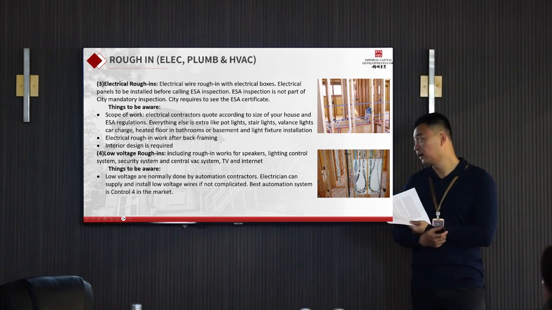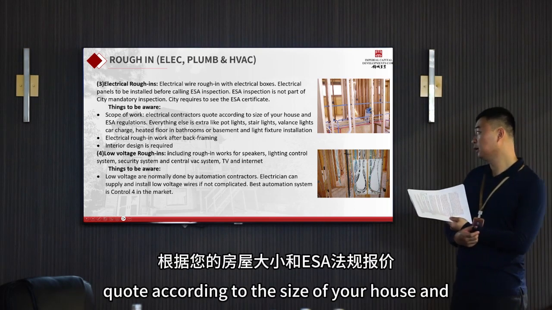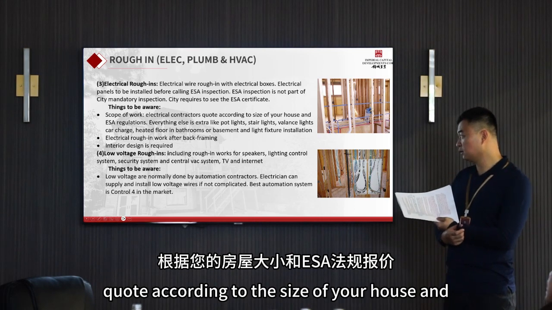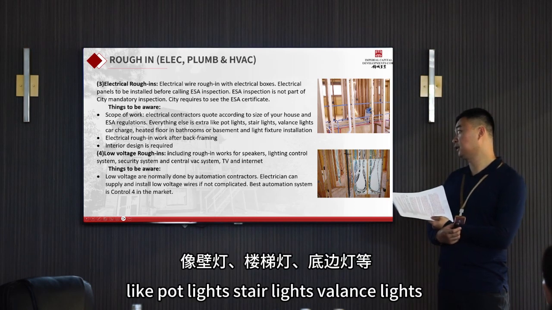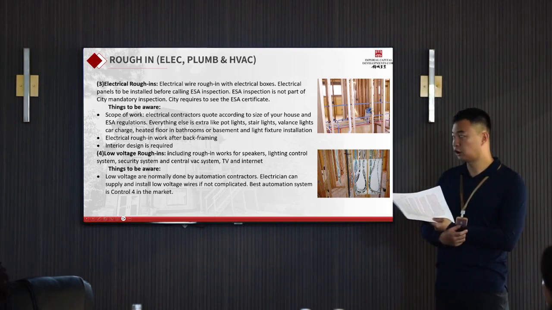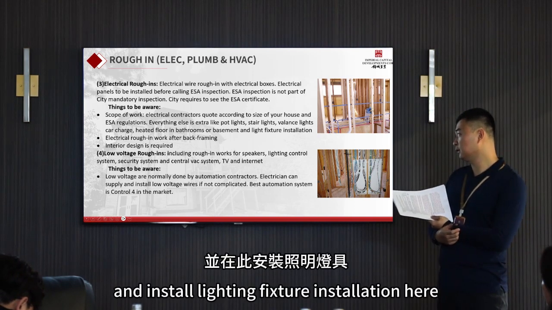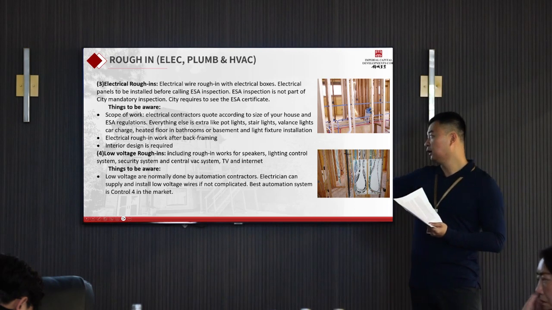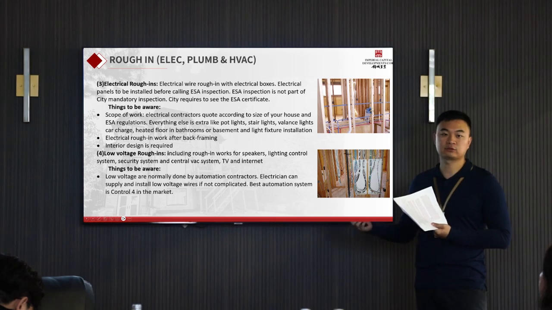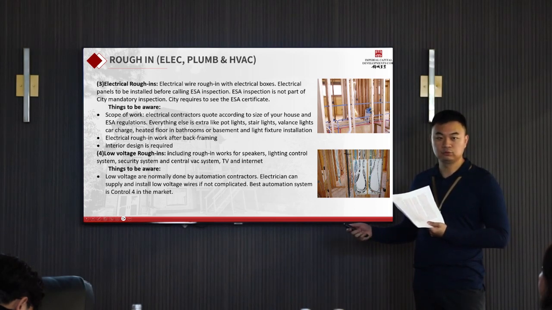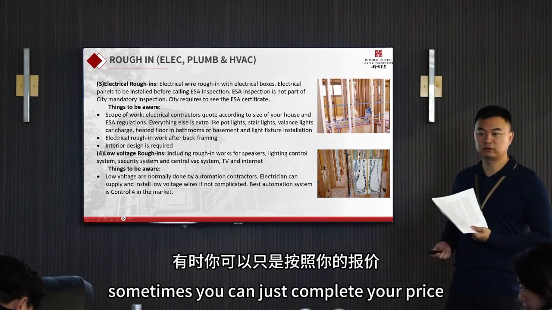Things to be aware of for the scope of work. Electrical contractors quote according to the size of your house and the ESA regulations. Everything else is extra, like pot lights, stair lights, balance lights, car charger, heated floor in bathrooms or basement, and light fixture installation. By that I mean the complicated ones. Like if you have a chandelier, the electrician will charge extra to install it. But if it's just a ceiling light, sometimes you can just include it in your price.